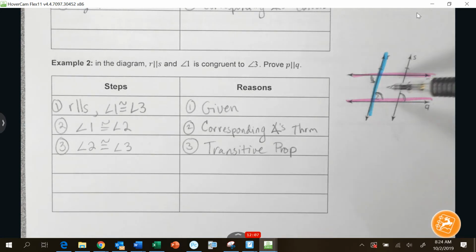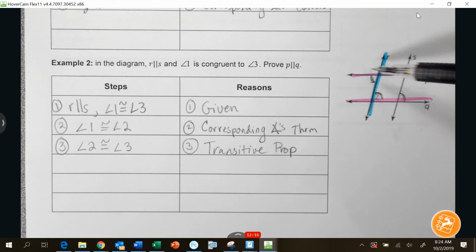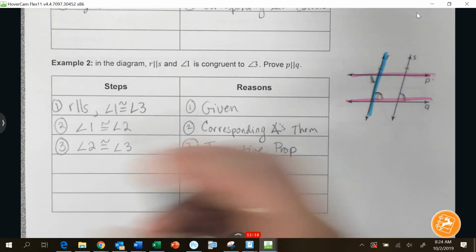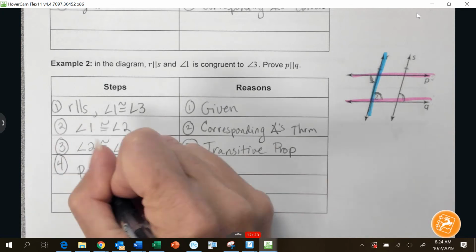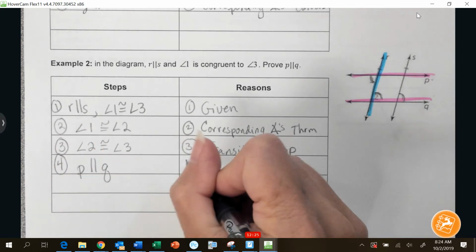Okay, so now if I know that these alternate interior angles are congruent, can I now say the lines are parallel? Why?